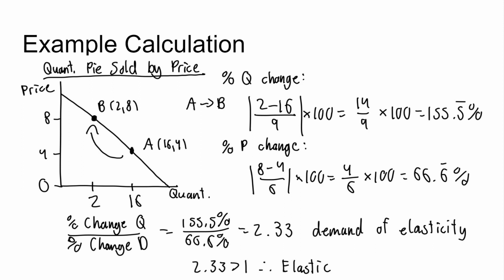Through the on-screen calculations, we can find the percent changes in quantity and price with the midpoint method. We then divide the change in quantity by the change in price, and we get our elasticity of demand value of 2.33. Remember that elasticity of demand values greater than 1 are elastic, meaning this graph represents an elastic trend.